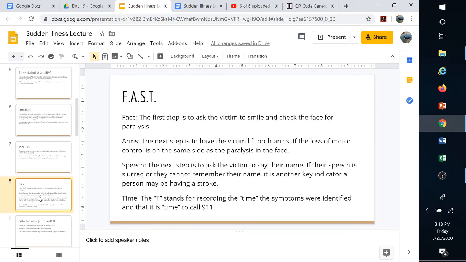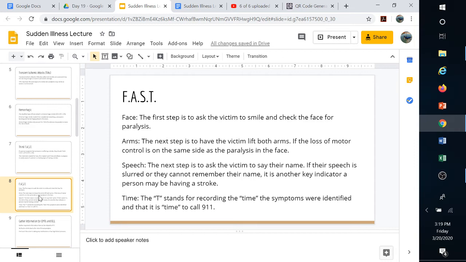So our first step is to look at their face and have them smile. Say, hey, can you smile for me? And if you see paralysis on one side, that's one indication somebody's having a stroke. Have them lift both arms and try to keep them parallel. So tell them to lift them and keep them parallel. If one arm is drooping or there's loss of motor control on one side, that's another indication. And if it's on the same side as the face paralysis, then that's even more of a case for, hey, this person may be having a stroke.